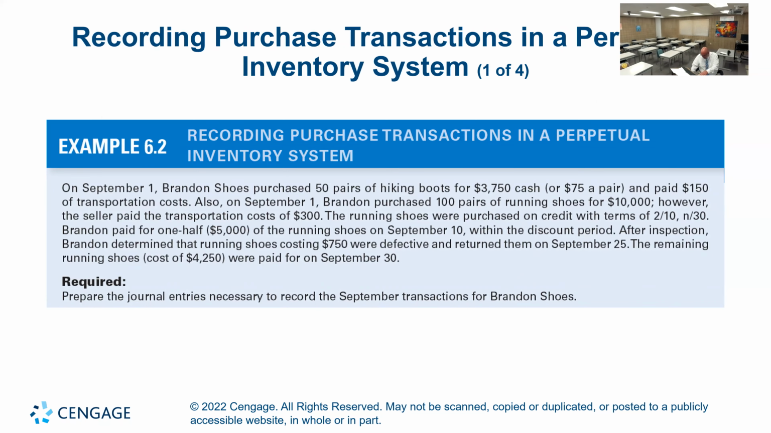So here's an example. When I'm doing an example here, I like to go through and pick out what we got. There is a lot of information here. So September 1st, Brandon Shoes purchased 50 pairs of hiking boots for $3,750 cash or $75 a pair. Stop right there. What do we have here? We have a purchase of hiking boots. The number of pairs is not important to us because of the monetary unit assumption that we talked about back in chapter 1. We're only worried about the dollars. So I'm going to write down here on my scratch piece of paper that we had a purchase for $3,750. Purchases are part of inventory. So I'll just note that purchases go into inventory.